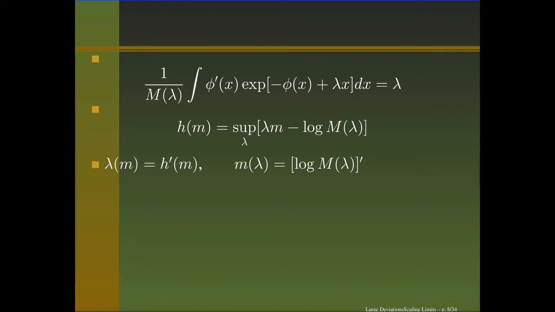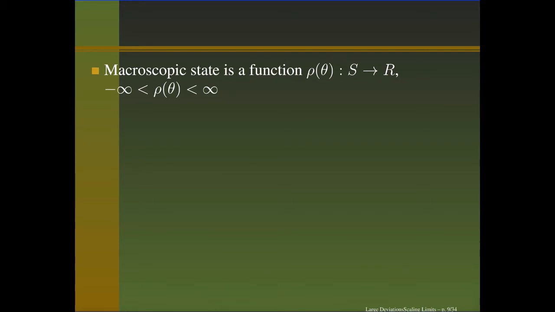Now we'll be dealing with macroscopic states. The macroscopic state is just a function, rho of theta, from the unit interval or the unit circle to the real line.